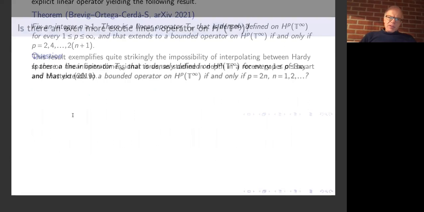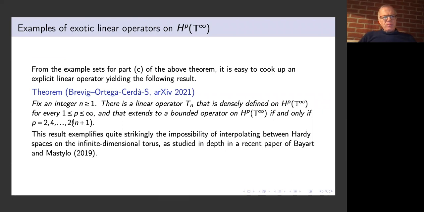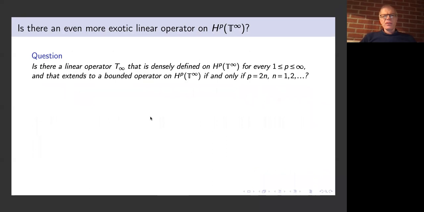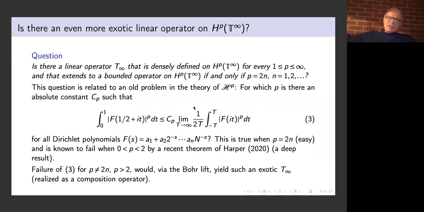Let me add to this that you see that I stopped at n plus 2n, 2 times n plus 1 here, and you could certainly ask if you could find such an even more exotic operator that has this property for all even integers. So it extends to a bounded operator on HP if and only if p is an even integer. And if you could solve this problem, you could also perhaps do something with the following problem that has been with us for many years.